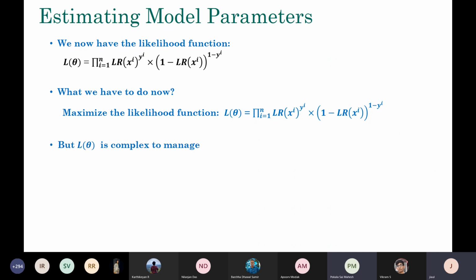But as you can see from this that. Excuse me, sir. Yeah, please. Sir, I'm not understanding why to maximize this function.